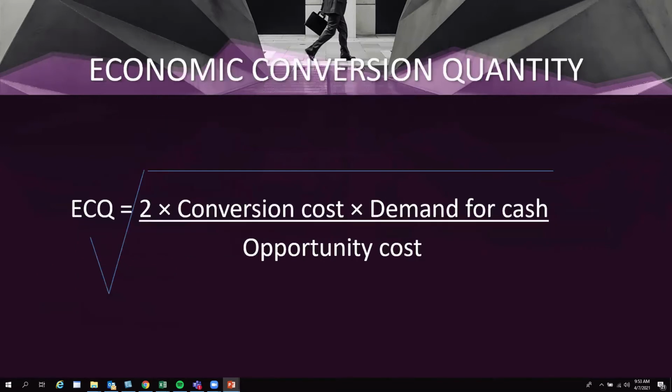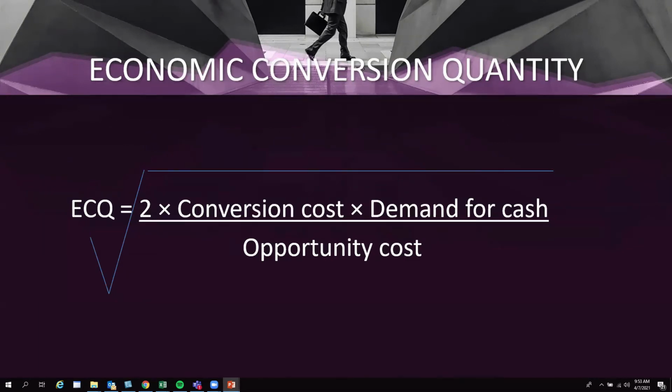No? So later on, we'll also discuss that. Ito na yung later on. So that Baumol model, it's also called the economic conversion quantity. So that's ECQ. Okay class, ha? ECQ is not very popular these days, no? So ECQ this time, it's the economic conversion quantity.